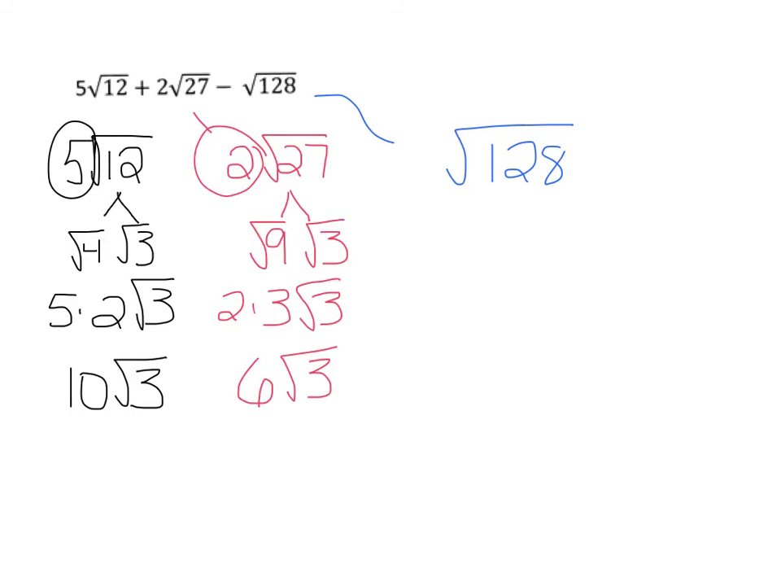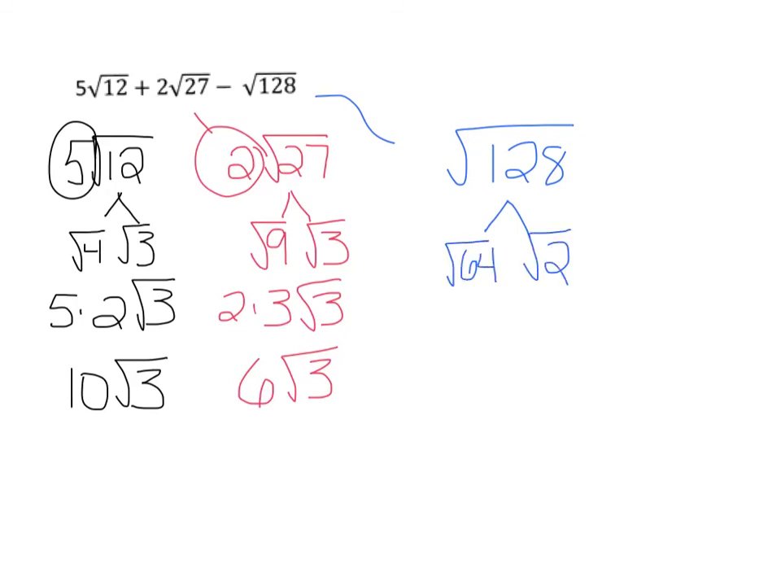Going through, I want to figure out what perfect square can go into 128. Now, right offhand, it might be difficult to know, so you might want to try different perfect squares that could fit in there. The biggest perfect square that'll go into 128 is 64. So I have the square root of 64 times the square root of 2. I know the square root of 64 is 8, and I'm left with the square root of 2. I have no number in front, so I have nothing to bring down.